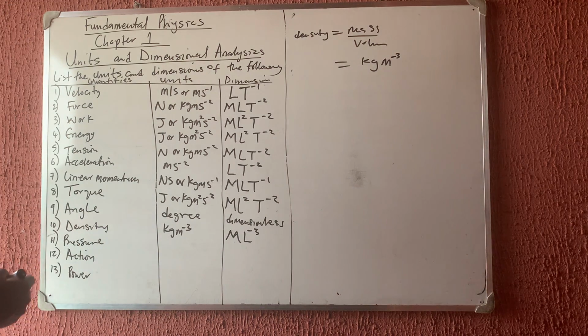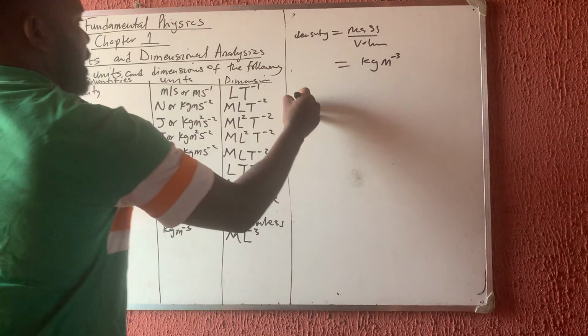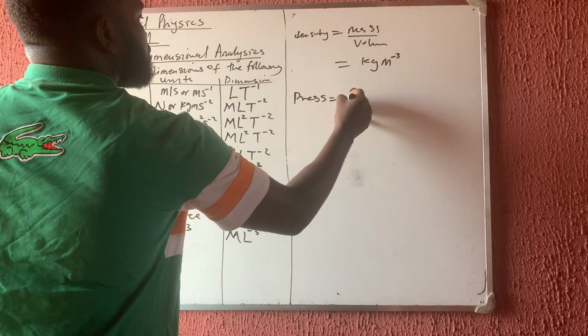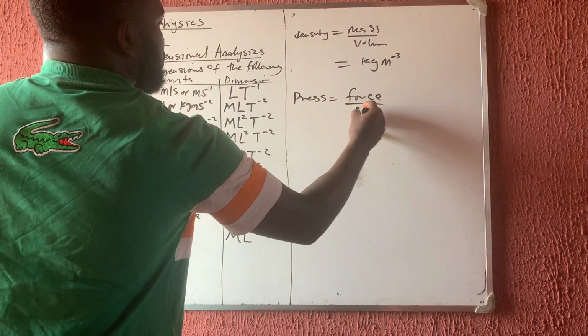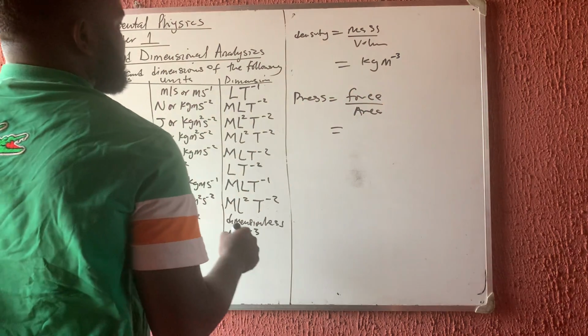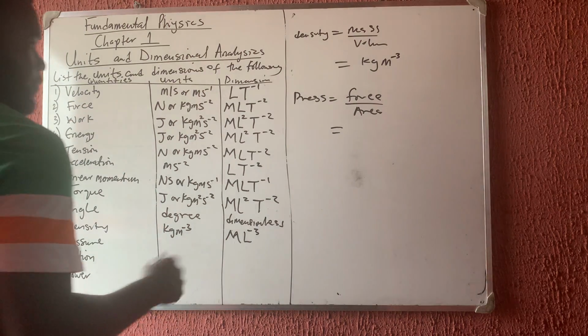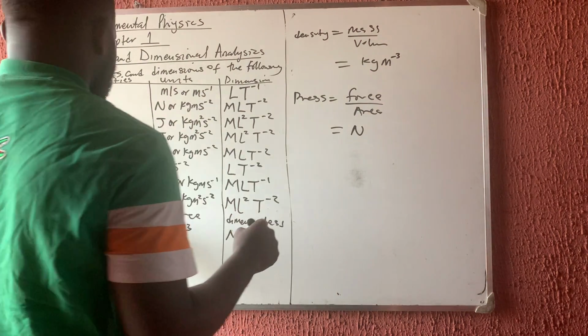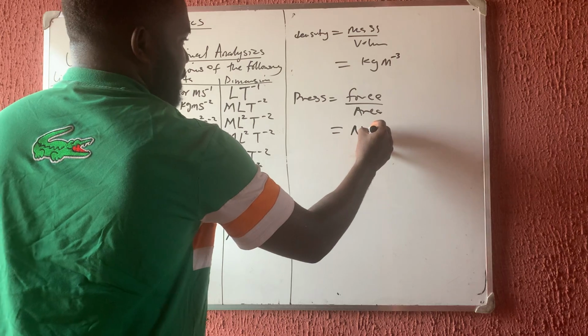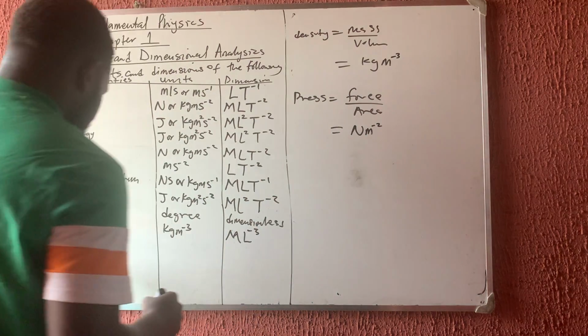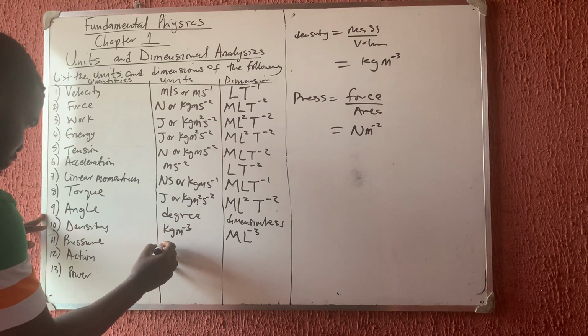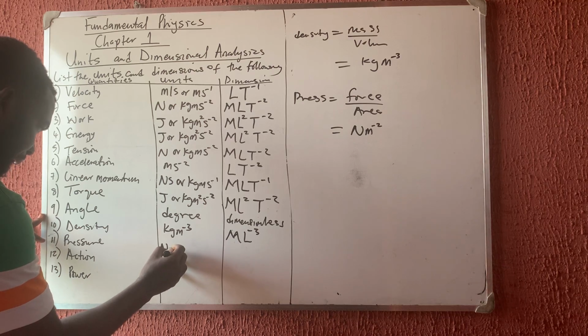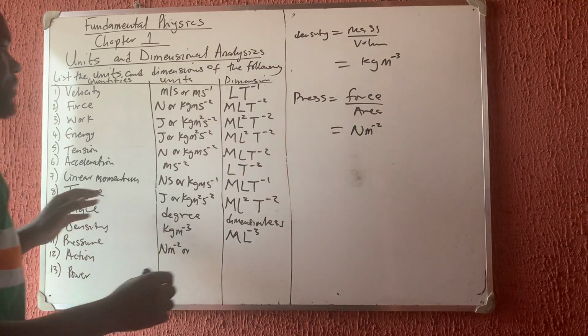So the next one we are looking at is pressure. Now pressure is force over area. Don't forget that we have gotten our force. Force is measured in Newton. Then area is meter square. So I have Newton per meter square. So the SI unit for pressure is Newton per meter square.